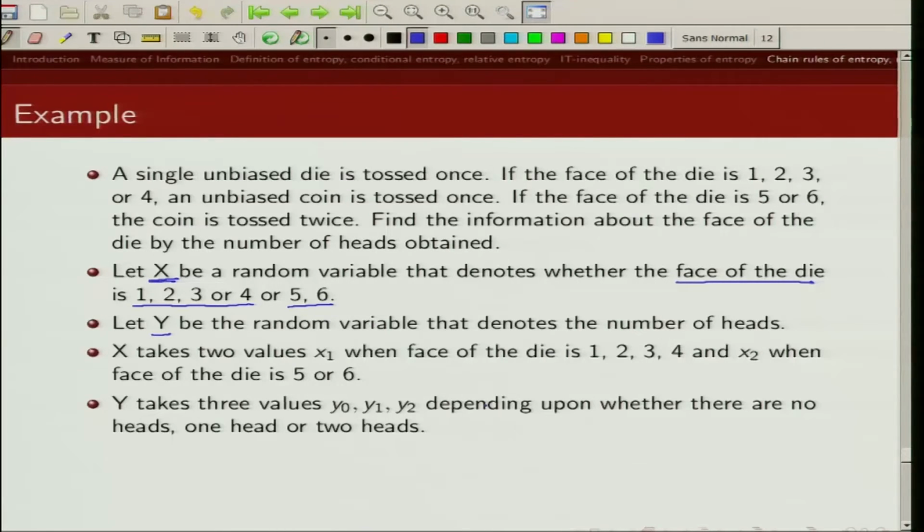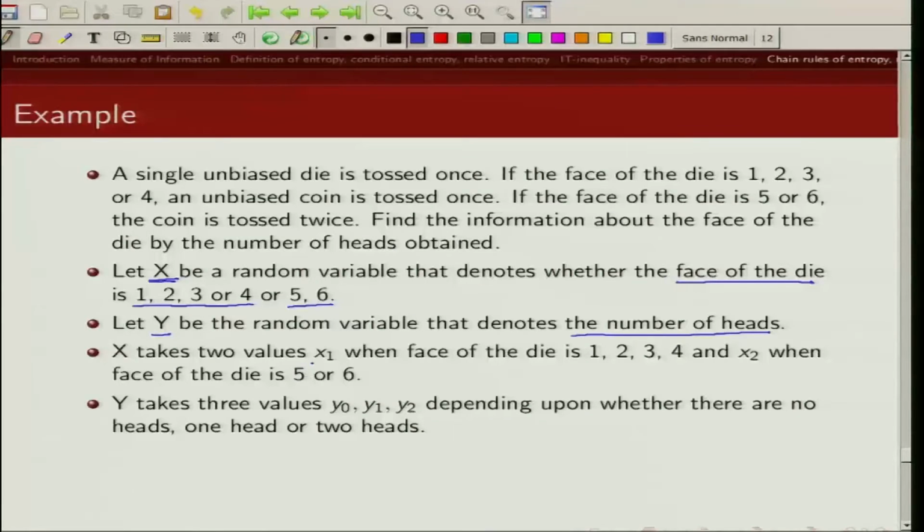And let y be the output of my tossing of the coin, where I am interested in counting the number of heads. Now as I said, there are two possible actions I am taking based on what I get as a result of throwing the dice. So I am calling it x1 if I get the face of the dice as 1, 2, 3, 4, and x2 if I get the face of the dice as 5 or 6. Similarly, my outcomes I am writing as y0, y1, y2, denoting no head, 1 head and 2 heads.